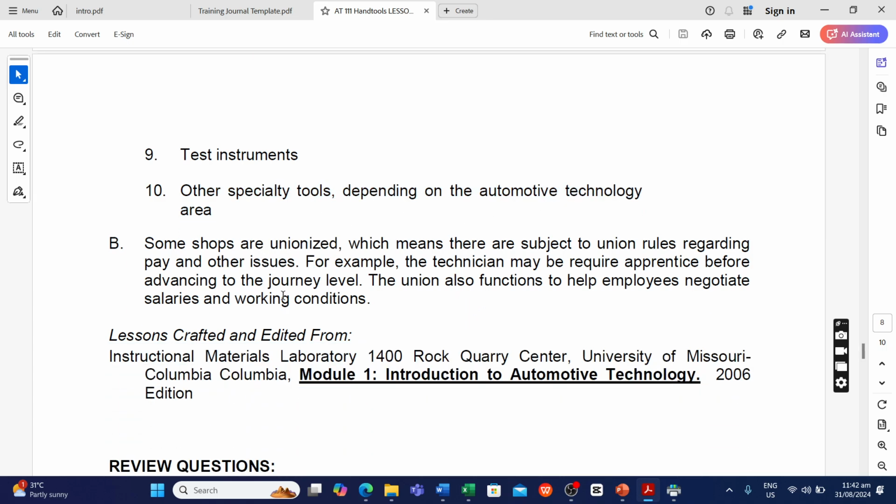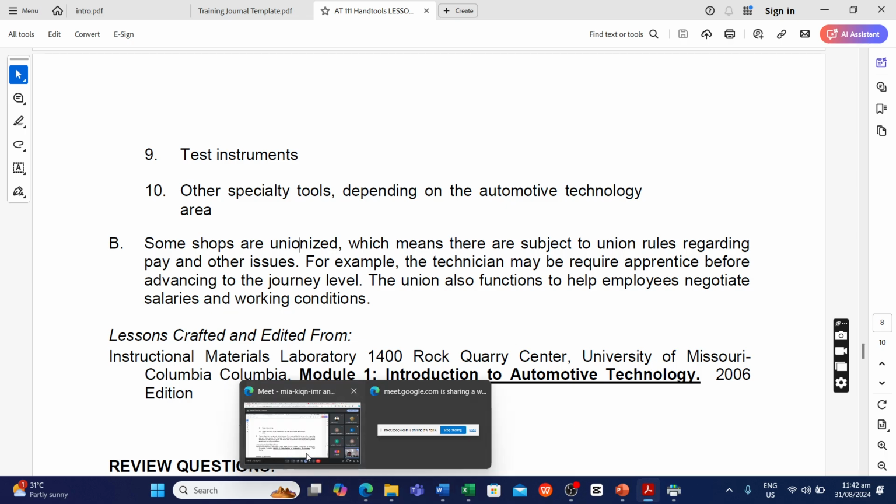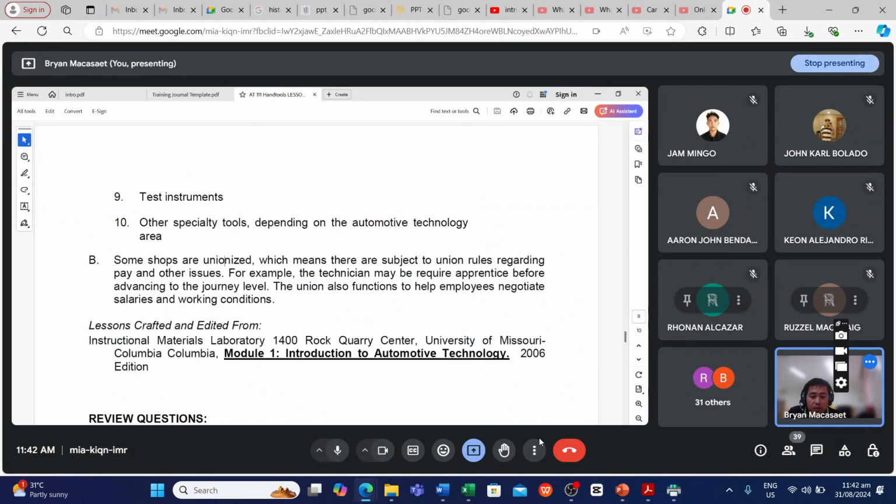So, some shops are unionized. Pag sinabing unionized, may labor group, which means they are subject to union rules regarding pay and other matters. For example, the technician may be required to apprentice before advancing to the journey level. So, the union also functions to help employees negotiate salaries and other working conditions. Okay? So, that ends our lesson number 2. So, the lessons were crafted and edited from the Introduction to Automotive Technology Manual, 2006 edition.